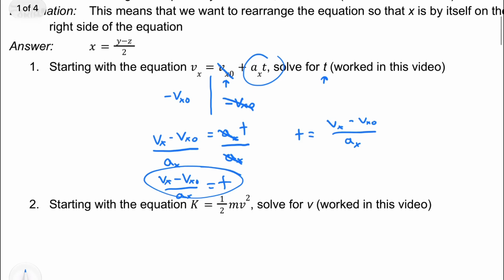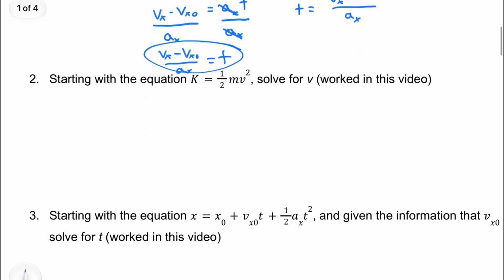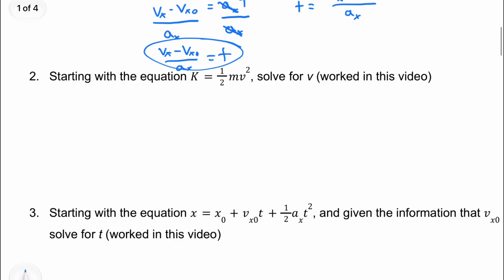Cool. All right, we move on over to question 2, starting with the equation k equals 1/2 m times v squared. We're going to solve for v. And so to solve for v, let's first get rid of this 1/2. To get rid of 1/2, we'll multiply by 2, right? 1/2 times 2 just gets us 1. Whatever we do on one side, we're going to do on the other side. So we end up with 2k equals mv squared.